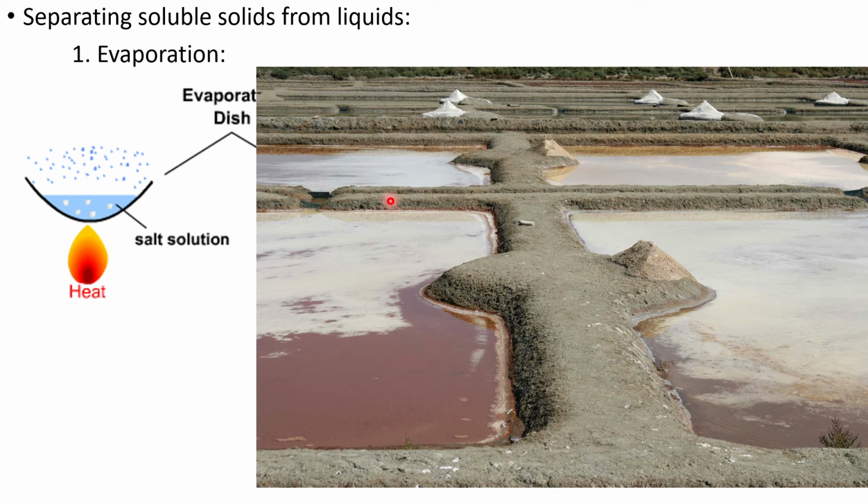This is how we obtain salt at a large scale. These are the seabeds, okay? So these are, you can say, shallow ponds, and these are human made, and they are trying to evaporate water with the help of the heat of the sun. Once the water is evaporated, salt is separated.